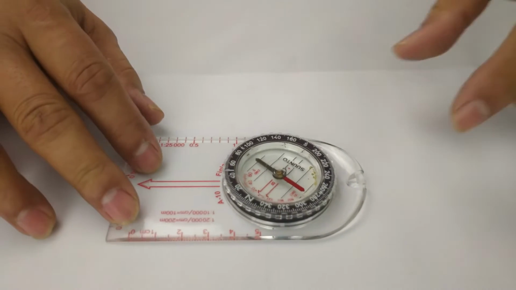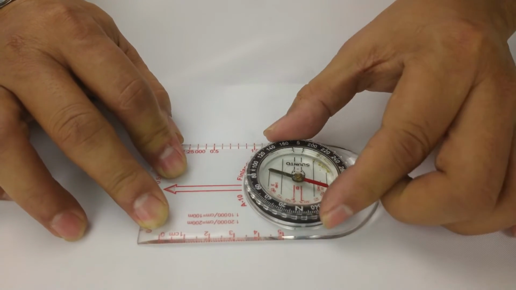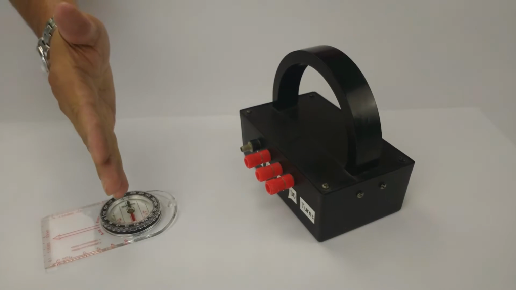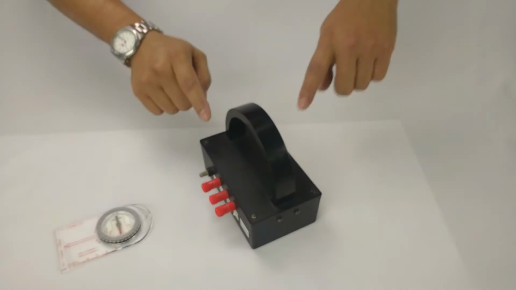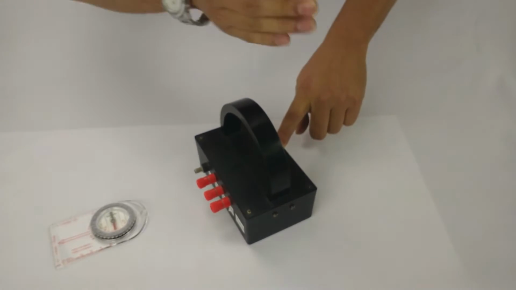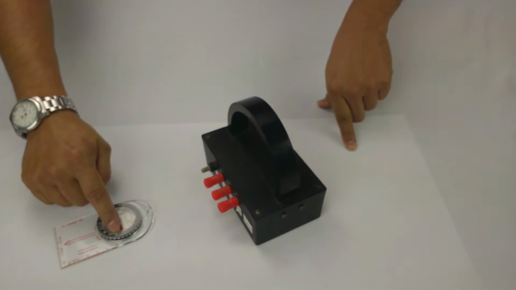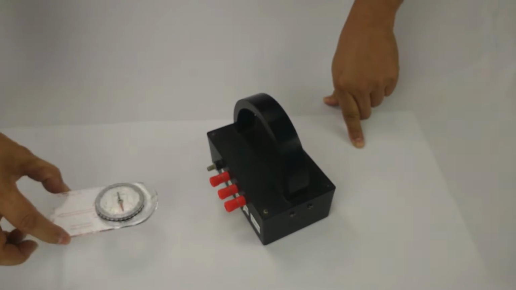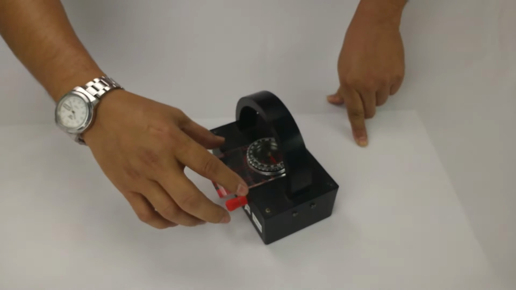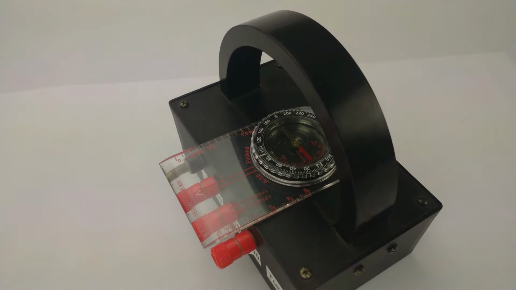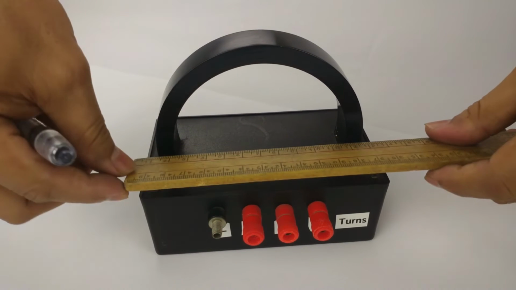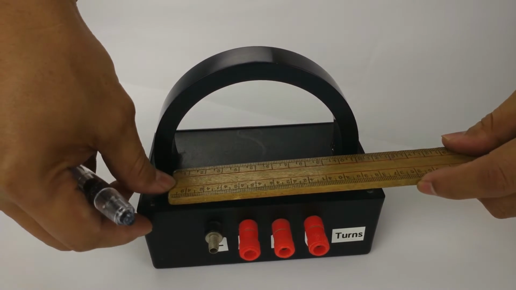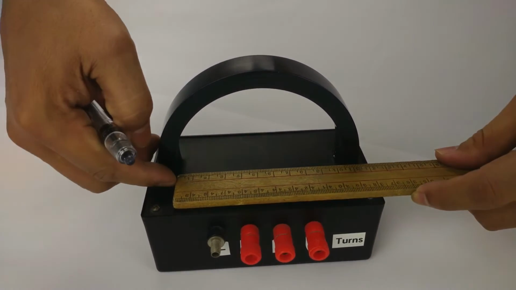Turn the dial as shown in the video. Adjust the compass to the North Pole. Make sure the plane of the coil and the compass are aligned. Then, place the compass inside the coil. Measure the internal diameter of the coil by using a meter rule.